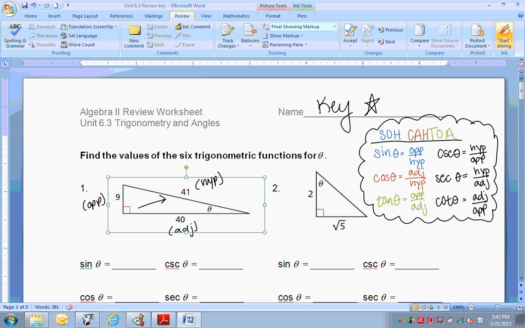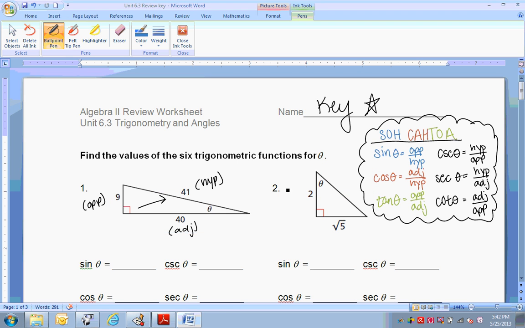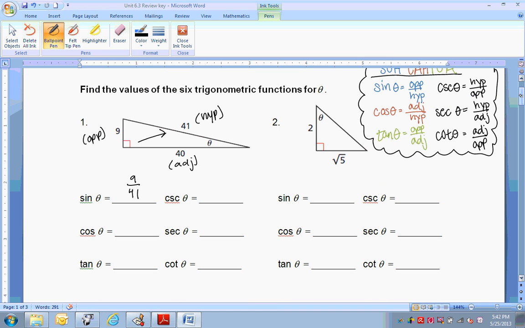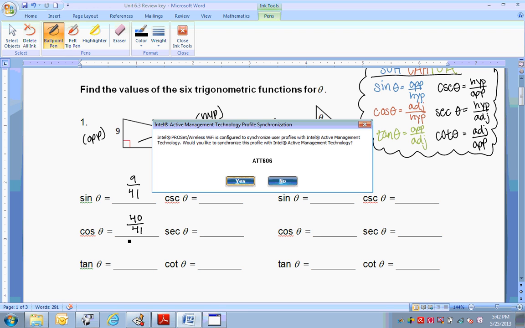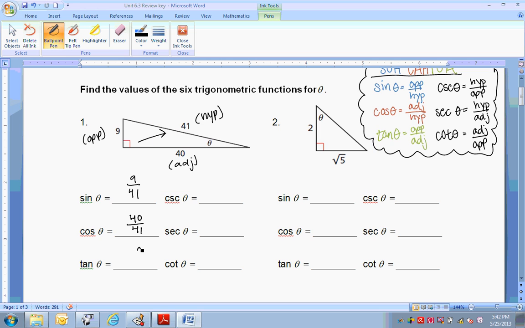Okay, so now let's keep going. Now we've labeled our sides. We look over here at our notes that you should have written down, the SOHCAHTOA notes. Sine of theta is the opposite over hypotenuse, which in this case is 9 over 41. Cosine is adjacent over hypotenuse, so that's 40 over 41. And then tangent is opposite over adjacent, so that's 9 over 41. Oh, I'm sorry, 9 over 40.